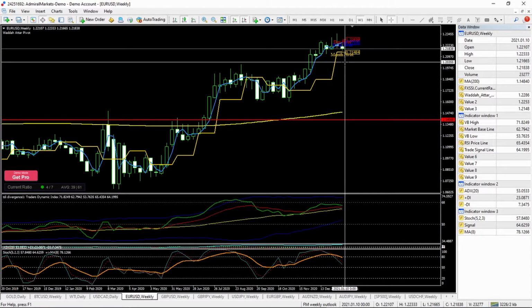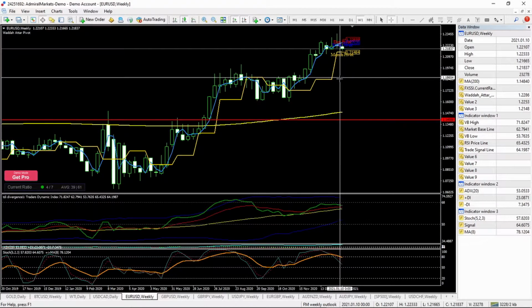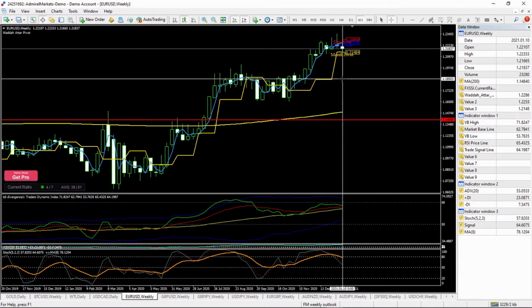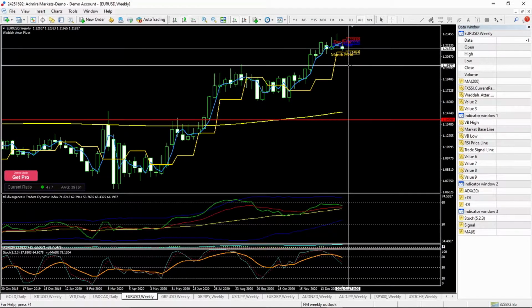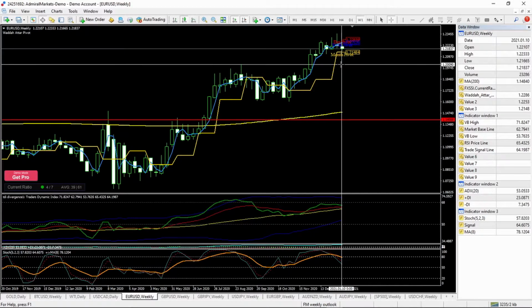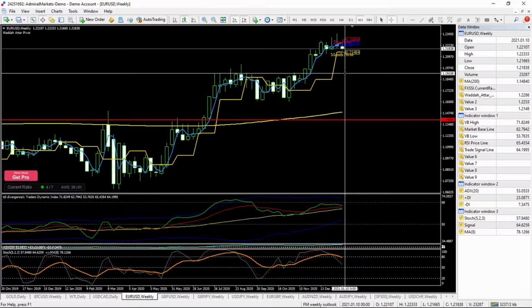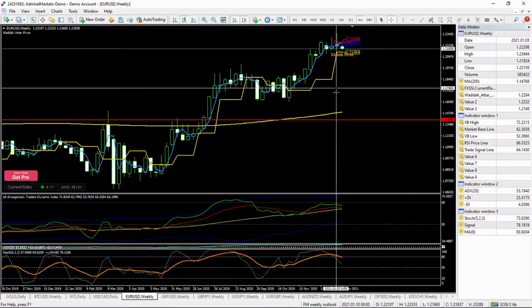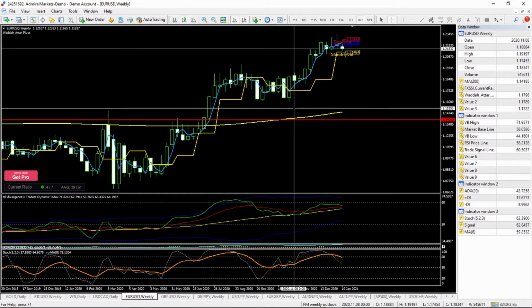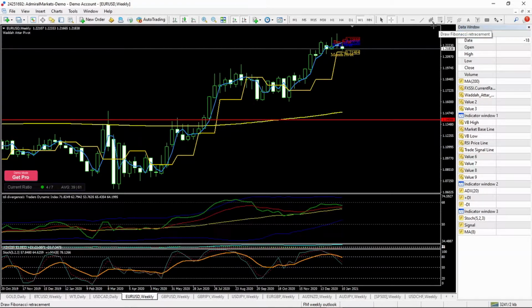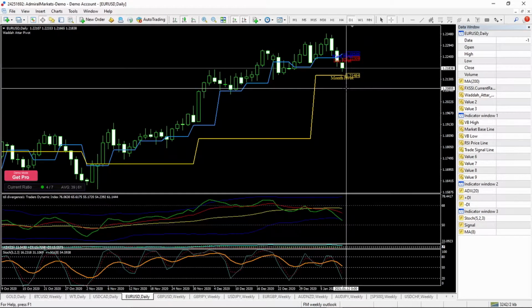And I guess because this is a dollar pair, the euro is looking to basically fall somewhat, to come back down, because the dollar looks like it's going to be gaining strength this week. So let me just go down to a lower time frame.